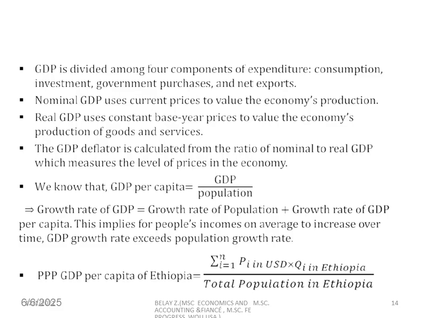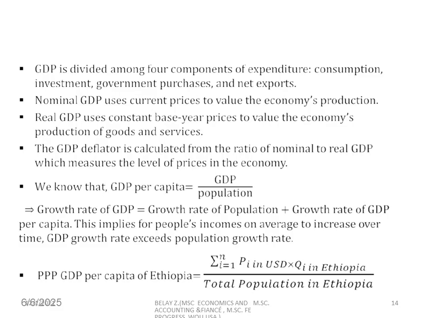GDP is divided among four components of expenditure when we use the expenditure approach. That is consumption expenditure, investment expenditure, or money we spend to invest, government purchase expenditures when government purchases something, and net exports expenditure, or the difference between exports minus imports.